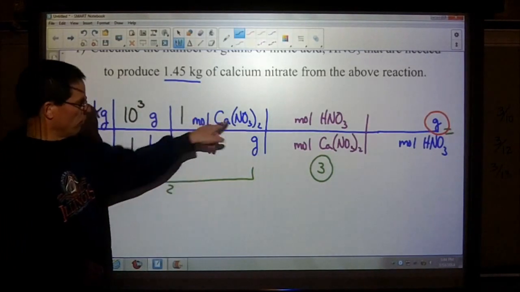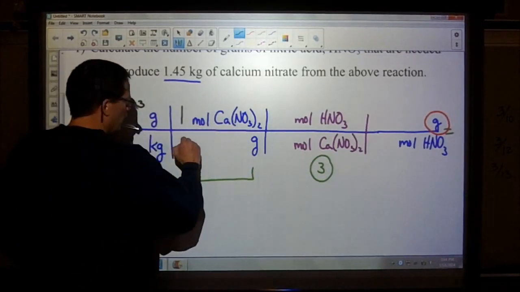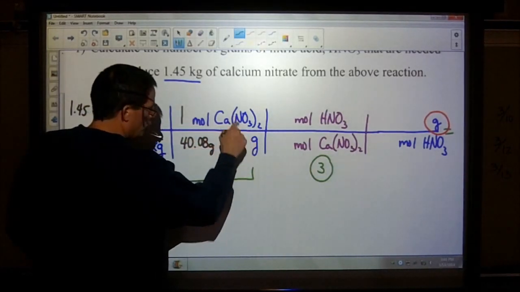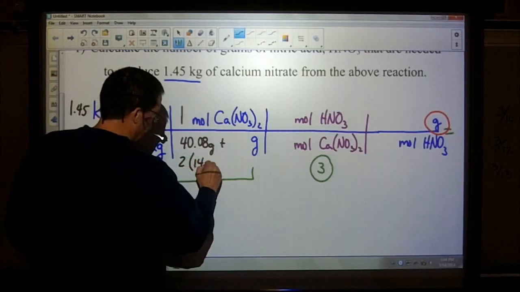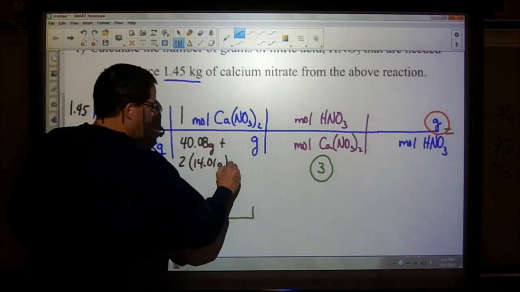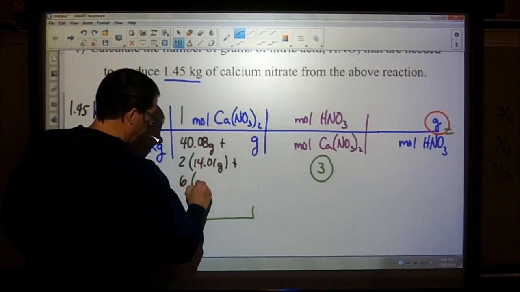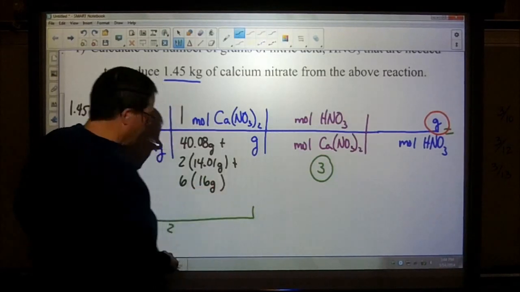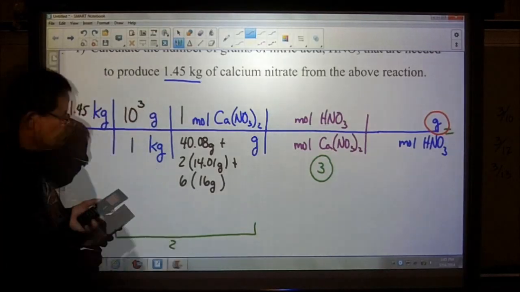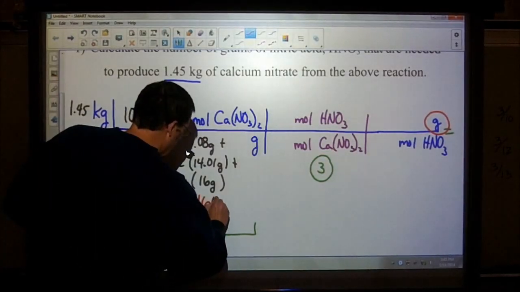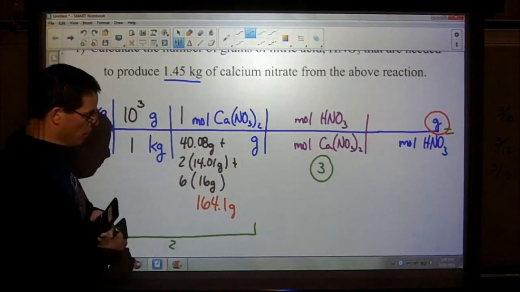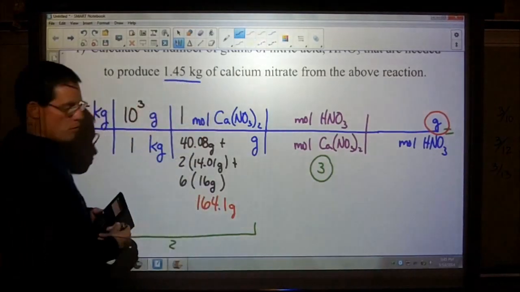So you go to the periodic table and find out what the masses for all these are. So calcium has a mass of 40.8 grams. Plus we have 2 nitrogens, which is 14.01 grams. Plus we're going to add it to 6 oxygens. And all of that will equal, let's get a number there, 164 is the molar mass. So 164.1 grams. So that's what my gram amount is. Okay, so let's continue on.